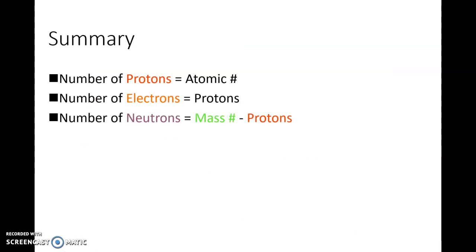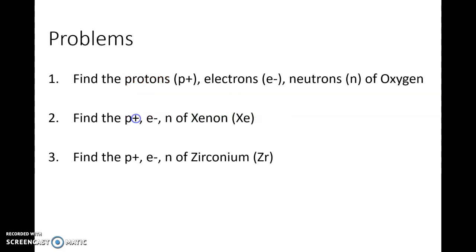Again, the number of protons can be found simply by looking at the atomic number. In a free or uncombined atom, the number of electrons is going to be the same as the number of protons. So you can get 2 of the subatomic particles just from the atomic number. And then finally, you're going to get the number of neutrons by taking the average atomic mass, rounding it to the nearest whole number. That's the mass number. Subtract the protons, and you've got it.